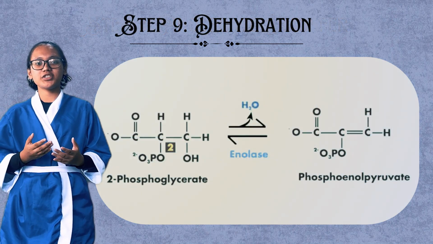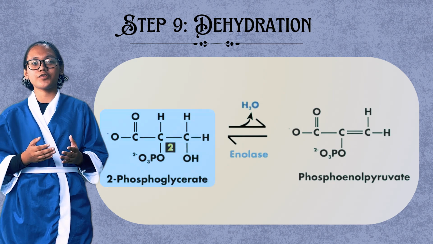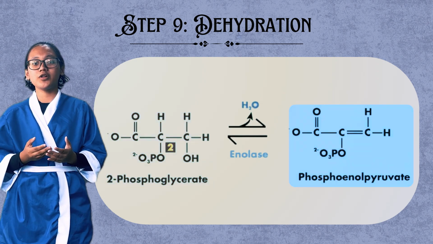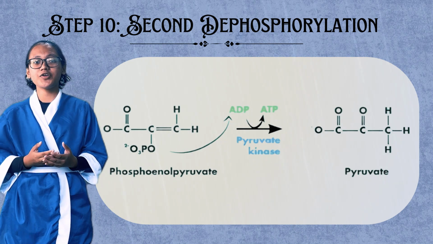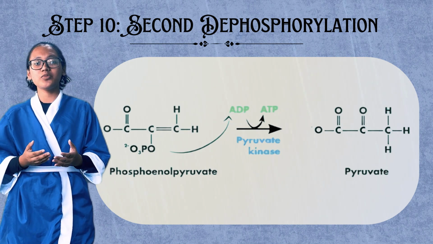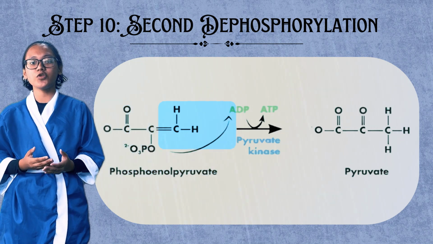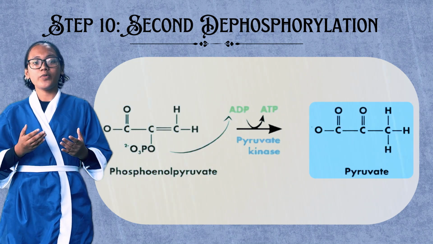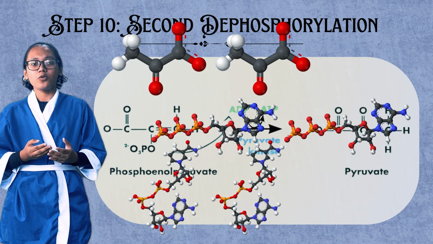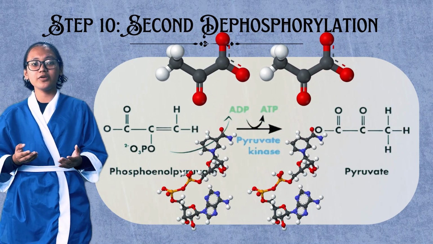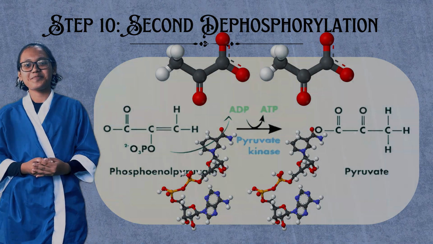In the dehydration, which is the ninth step of glycolysis, a lyase reaction removes water from 2-phosphoglycerate to form phosphoenolpyruvate. Finally, in the last step of glycolysis, which is the second dephosphorylation, a kinase reaction removes the phosphate group from phosphoenolpyruvate and donates it to ADP to form ATP and pyruvate. With that, 2 pyruvates, 2 ATPs, and 2 NADH are formed, where pyruvates and NADH could be used in aerobic respiration to produce more energy for the cell.